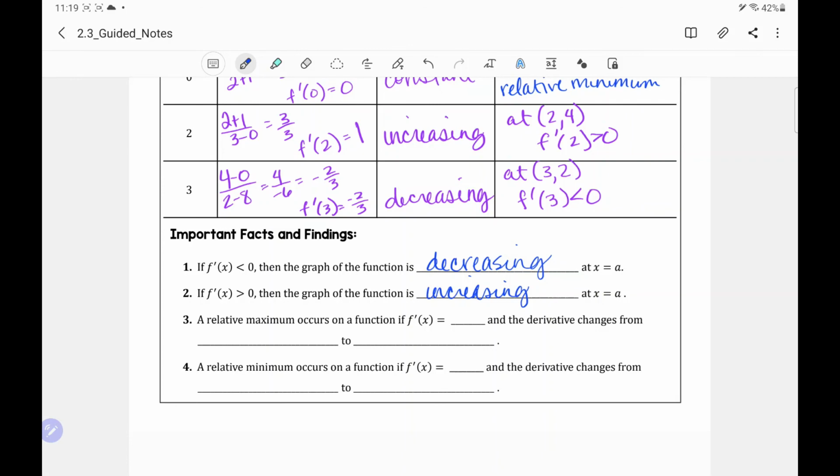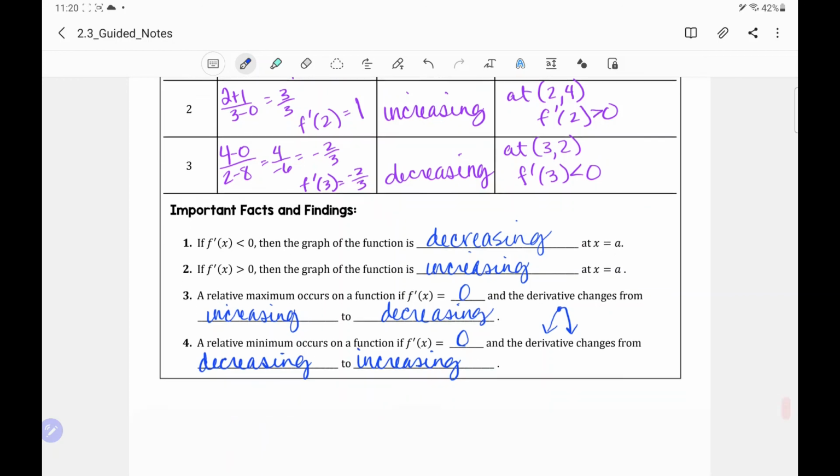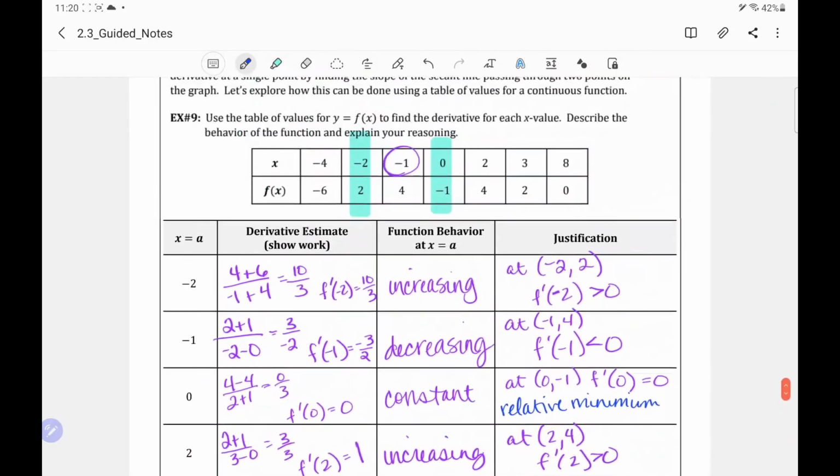This last part is two statements. Number 3, a relative maximum occurs on a function if f prime of x equals 0 and the derivative changes from increasing to decreasing. So when we change from increasing to decreasing, think about that. We're increasing and we start going down. That's a relative max. What's going to be a relative minimum? It's going to be the opposite, which we just looked at an example. F prime of x equals 0, and we go from decreasing to increasing. Okay? So that is all of the information for this lesson.